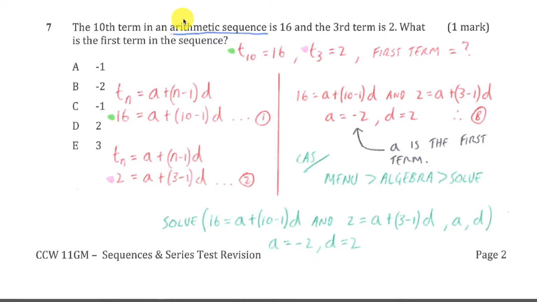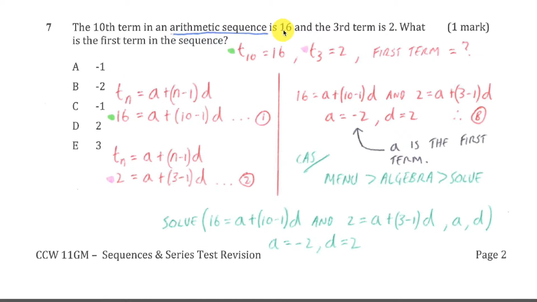The 10th term in an arithmetic sequence is 16 and the third term is 2. What is the first term in the sequence? So we know that it's arithmetic, and we know that the 10th term is equal to 16 and the third term is 2. What we need to find is the actual first term.